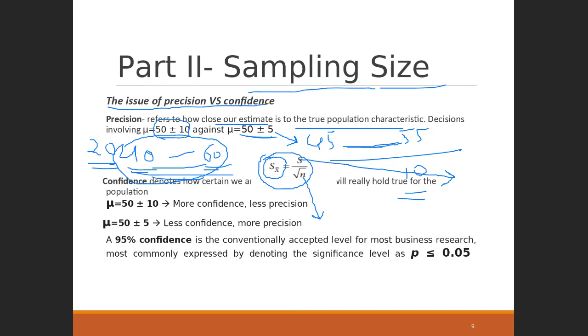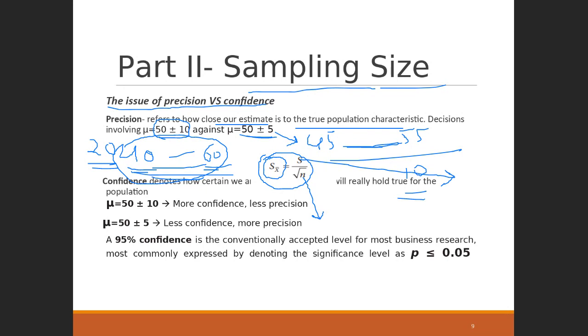Okay, so let us try to establish the relationship between precision and confidence. Precision indicates how close we estimate the population parameter based on the sample statistic. Confidence indicates how certain we are that our estimates will really hold true for the population. So confidence reflects the level of certainty with which we can state that our estimates of the population parameters based on our sample statistics will hold true.